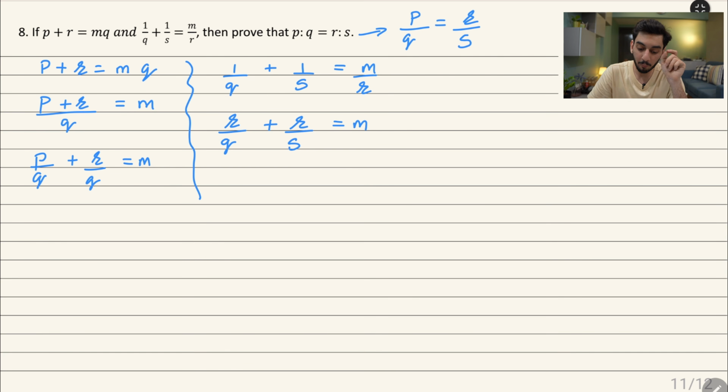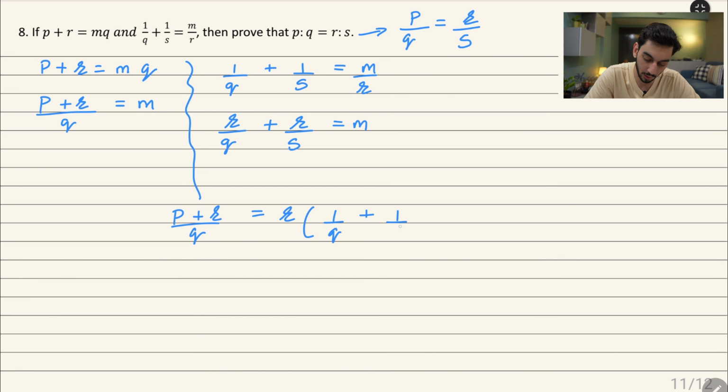Now if you see, the right hand sides of both the equations are equal, they are m. So if the right hand sides are equal, then obviously the left hand sides should also be equal. I just feel like I should not distribute this thing, I would just keep it like this. That would probably help me a little bit. So I can say that (p plus r) upon q is equal to, even over here I can just factor out an r, and write it as 1 upon q plus 1 upon s.